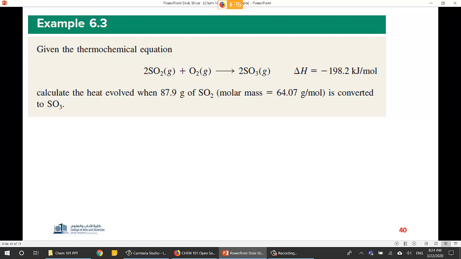Now let's see what this question is asking. Given the thermochemical equation, 2SO2 gas plus O2 gas goes to 2SO3 gas, delta H is minus 198.2 kilojoule per mole. Calculate the heat evolved when 87.9 grams of SO2, molar mass is 64.07 gram per mole, is converted to SO3.